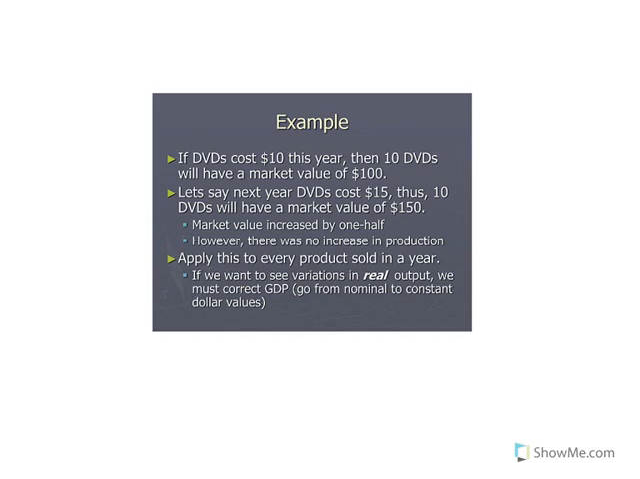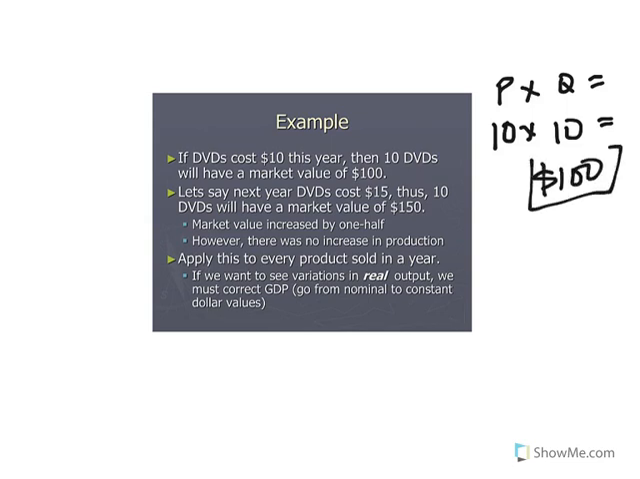In other words, you would just take the price of the good, which is $10, multiply it by the quantity, so that's all we're doing, price times quantity, and we're getting $100. So that would be the nominal value, right? Now, let's say next year there's inflation. Let's say there's a 50% inflation rate, which means that same DVD is going to cost you $15.